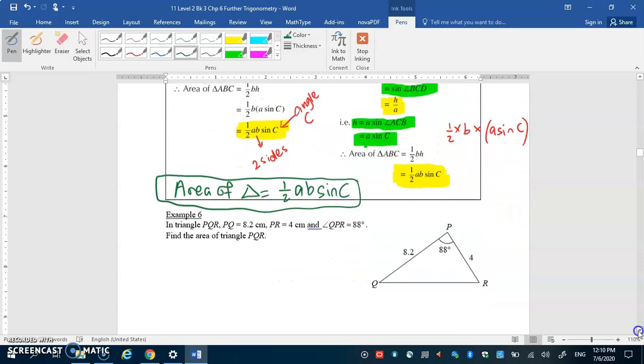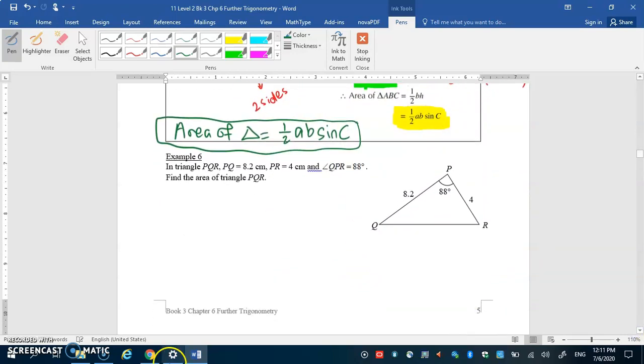Okay, so example 6 over here. In triangle PQR, PQ equals 8.2 cm, which is this side over here. PR equals 4 cm, which is this side over here. And angle QPR equals 88 degrees. So you can see that they have given you two sides and the angle in between, which is perfect because we can immediately apply the area of triangle formula to find the area of this triangle.